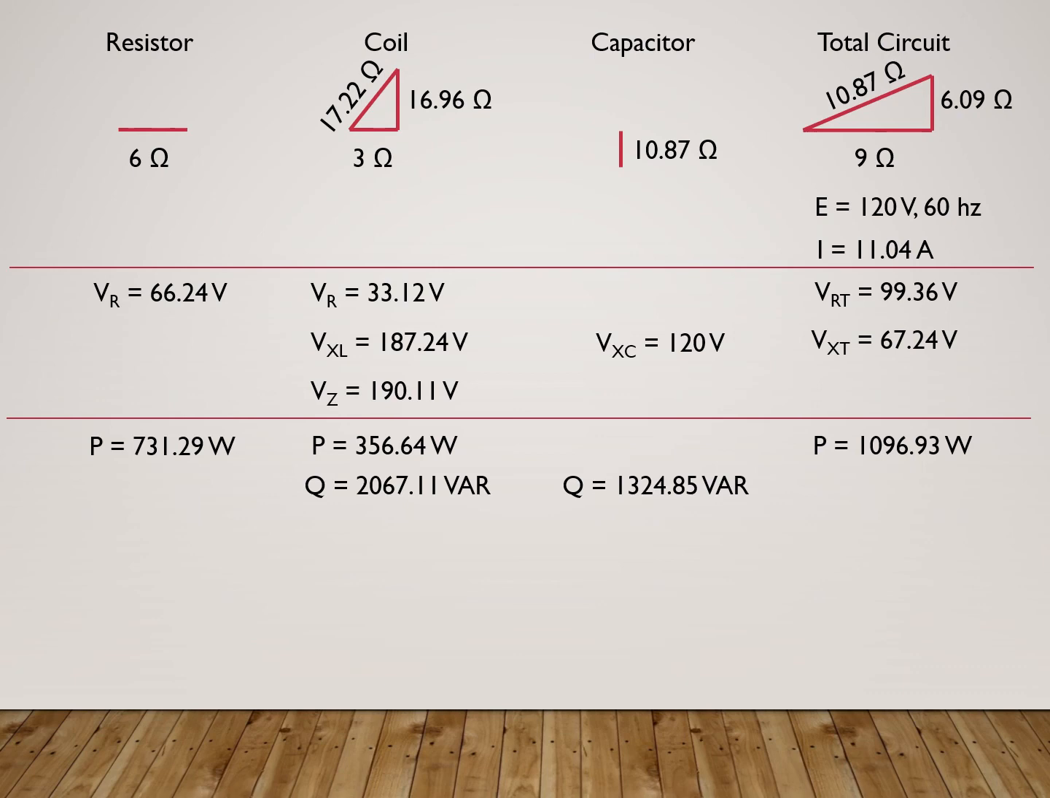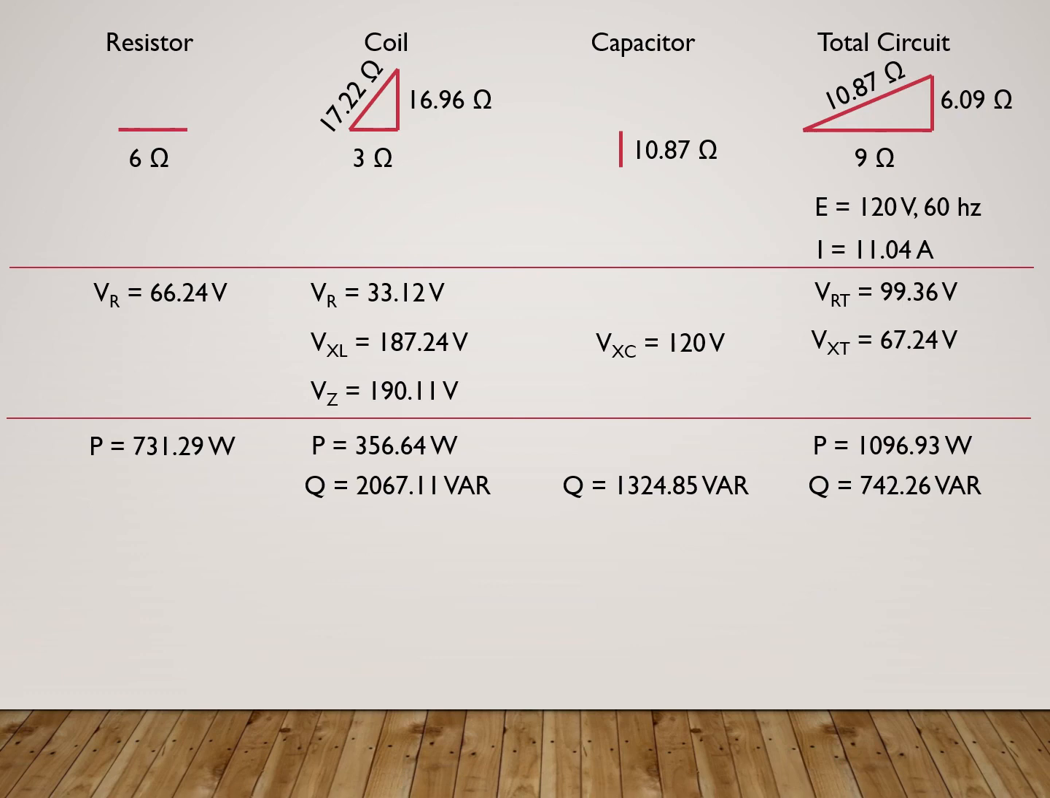Resistor doesn't have any, so we can ignore that. We can calculate the reactive power of my coil and my capacitor, and once again, these two numbers offset each other to get my total reactive power. So with my coil being 2067.11, my capacitor being 1324.85, the difference between the two is 742.26 vars. If I was to draw a triangle here, it should be reflecting the triangles of my impedance.